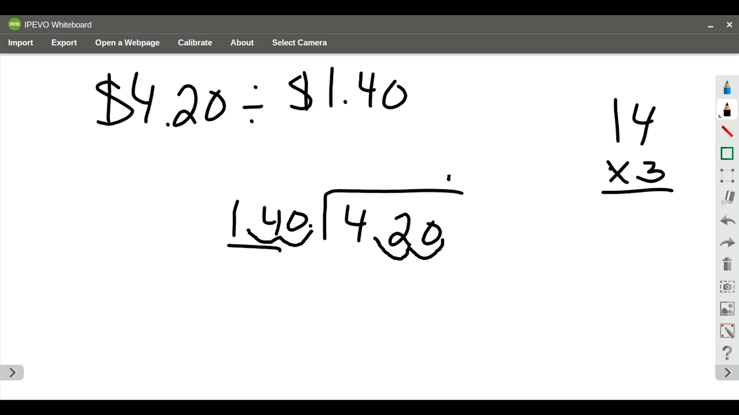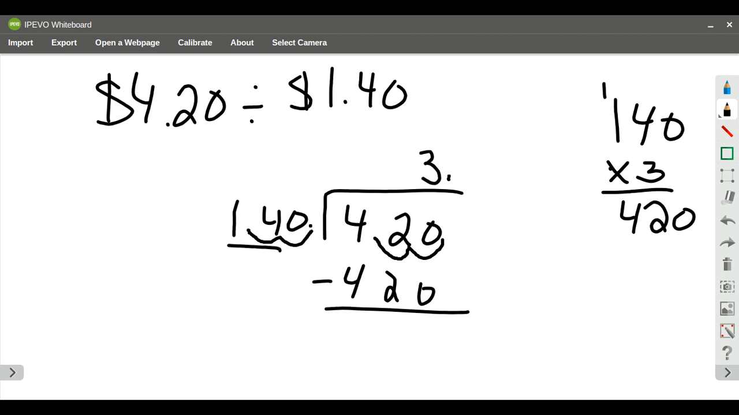So if I do 140 times 3, I'm going to go ahead and just bring the 0 down. 4 times 3 is going to be 12. I'm going to regroup the 1. 3 times 1 is going to be 3, plus 1 is going to be 4. So the answer is going to be 420. So I'm going to go ahead and write 3 up above, 420 down below, subtract, and the answer is 0. So my answer for this problem is going to be 3.